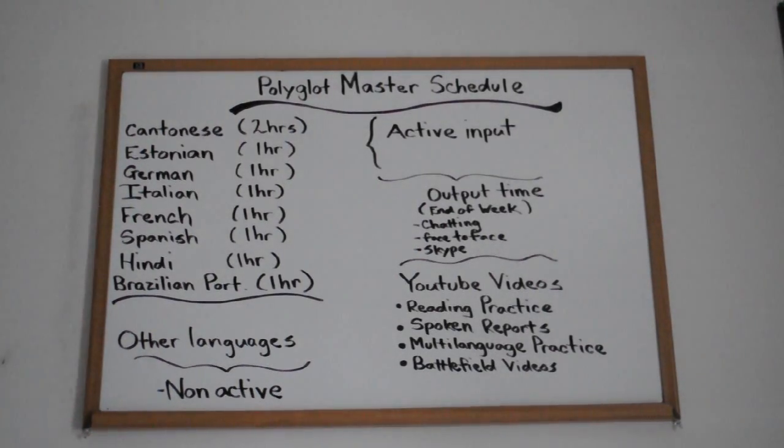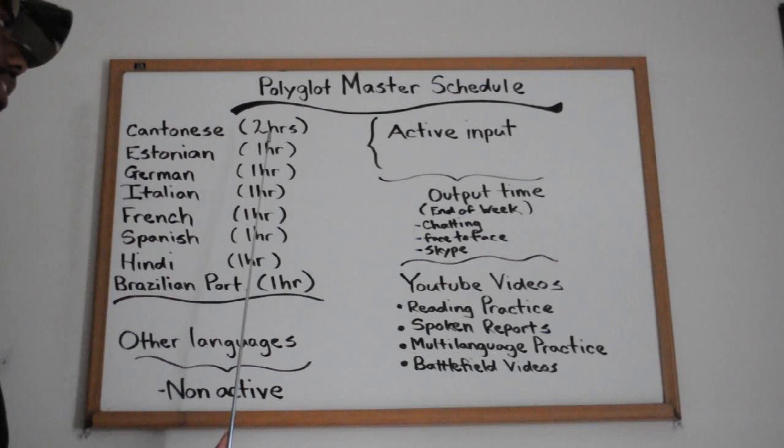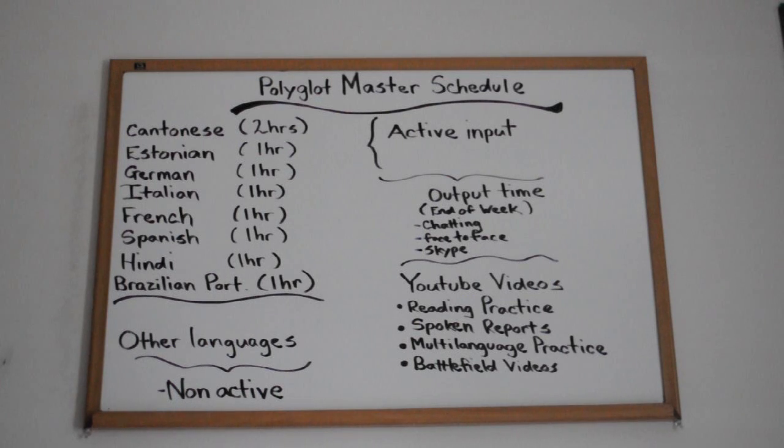Now, if you look down at the other languages, you see 1 hour. As I explained to you, the same thing is going to happen with these for the hour. That 1 hour I did for Cantonese where I listened, followed along, and wrote something down, for the whole hour, that's what I'm going to do with these. So for example, Estonian, first 30 minutes, I'm going to listen and follow along to the dialogue. The remaining 30 minutes, I'm going to copy the dialogue down and listen to it while I'm doing that. Same thing is going to happen with all the other languages. That's my input time.